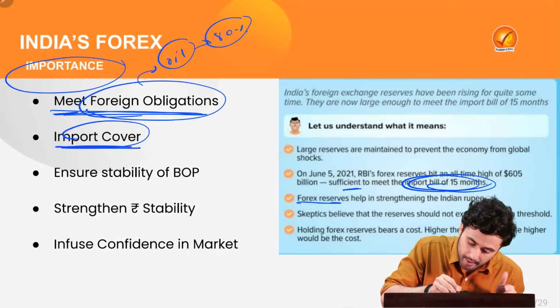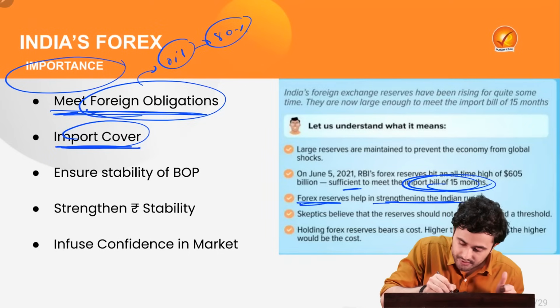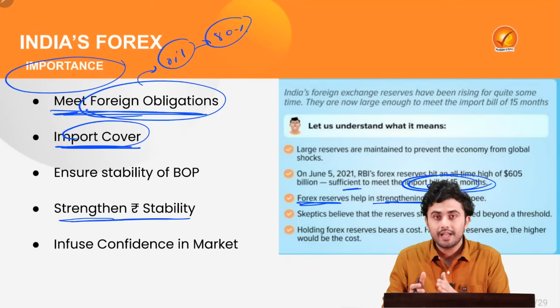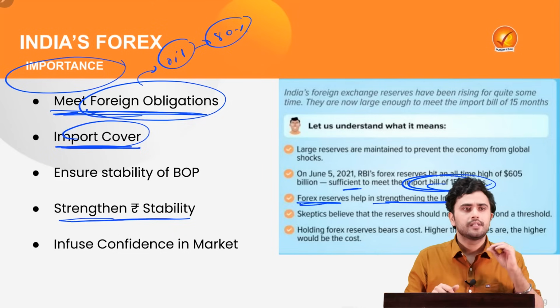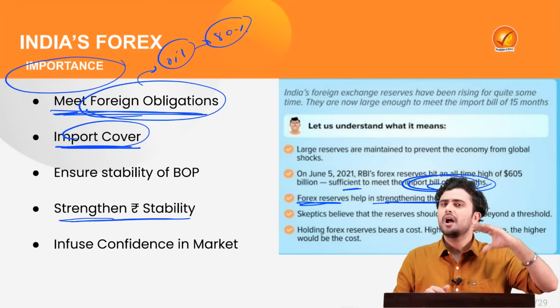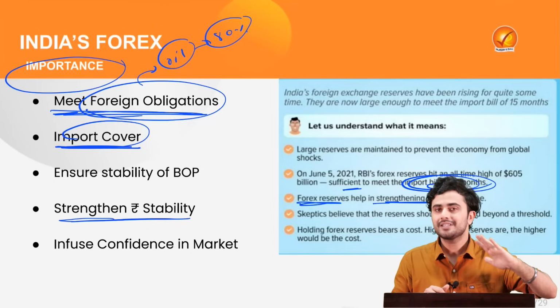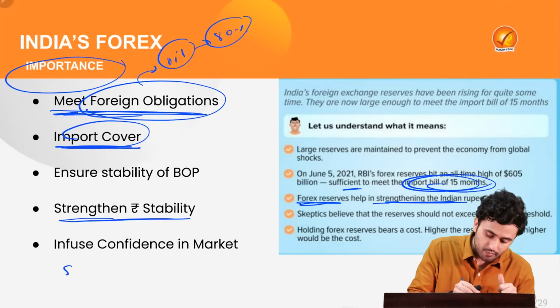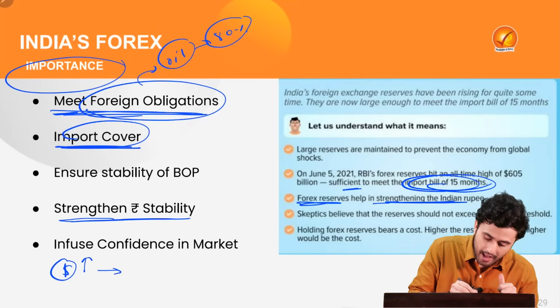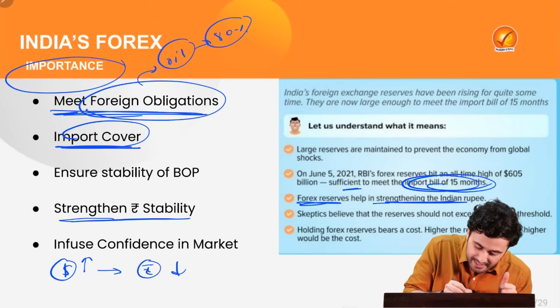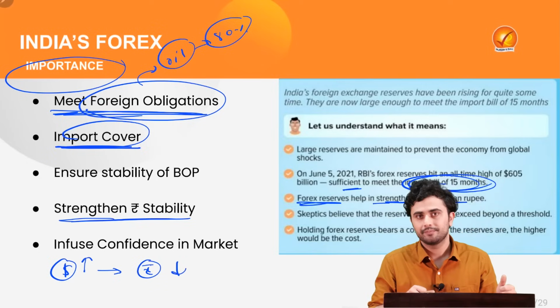At the same time, the Forex helps in strengthening the Indian rupee. How does that happen? Let's say that the demand for the dollar increases sharply. So it is very obvious that the value of the dollar will increase as well. And if that is happening, in comparison to that, the value of the Indian rupee will decline sharply.